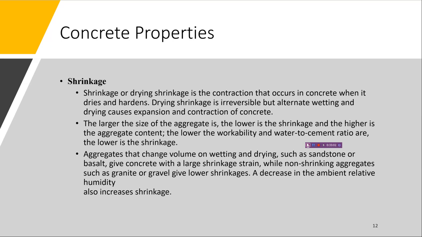So aggregates that change volume on wetting and drying, such as sandstone or basalt, give concrete a large shrinkage strain, while non-shrinking aggregates such as granite or gravel give lower shrinkage. A decrease in the ambient relative humidity also increases shrinkage. So ada banyak factor juga yang affect shrinkage.